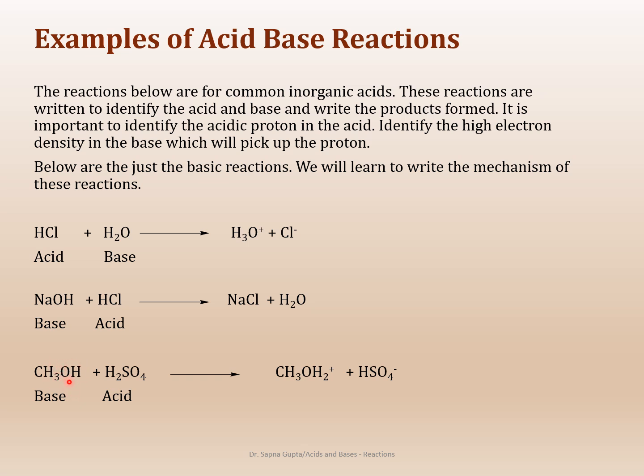Where is the proton acceptor? It is going to be where the electrons are, on the oxygen. So that's why you see here oxygen now has two hydrogens on it.